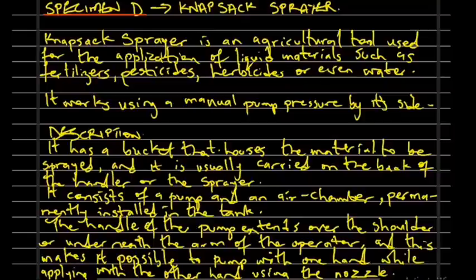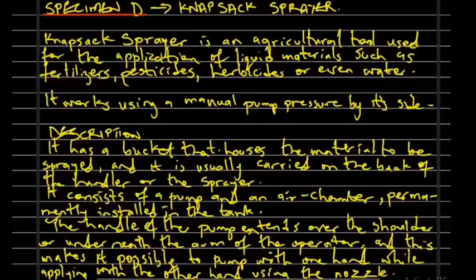Now it is used manually by pressing on a lever continuously. Usually you have to apply a manual force on a lever, and it is this lever that is attached to an airtight pump that brings about the spraying of the chemicals inside the bucket of the knapsack sprayer.